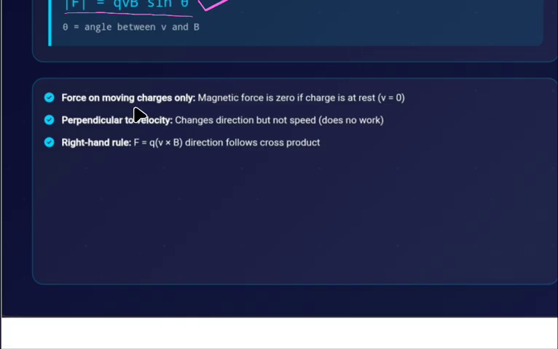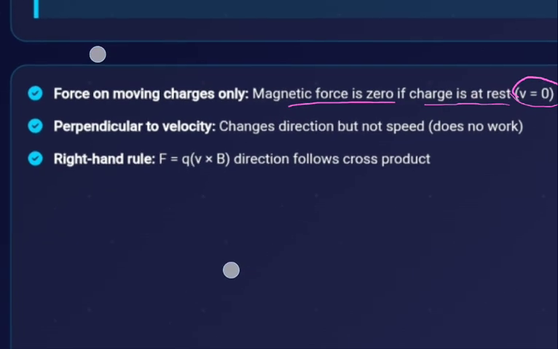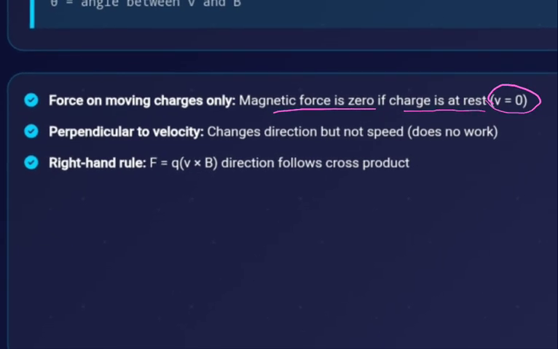Force on moving charges: the magnetic force is 0 if the charge is at rest. If the charge is not moving, there is no magnetic force on that charge.